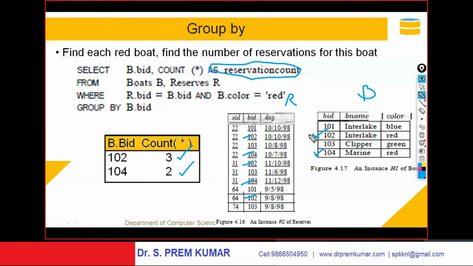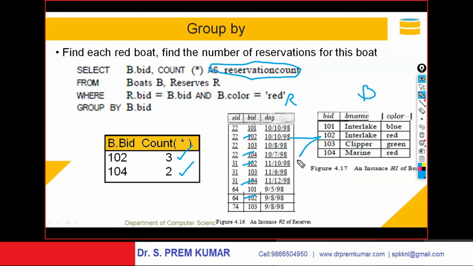This 102 gets connected with this 102. You observe here, the 102 is getting connected with this 102. Red boats. This 102 gets connected with this 102.